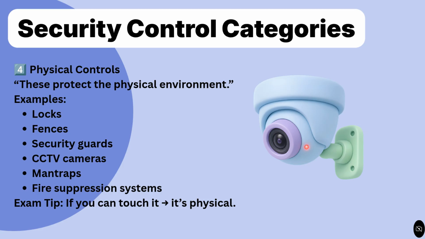Fourth is physical control. Physical controls protect the physical environment. These prevent unauthorized access to buildings, rooms, or equipment. Examples include locks, fences, security guards, CCTV cameras, mantraps, and fire suppression systems. If you can physically touch the control, it is a physical control.